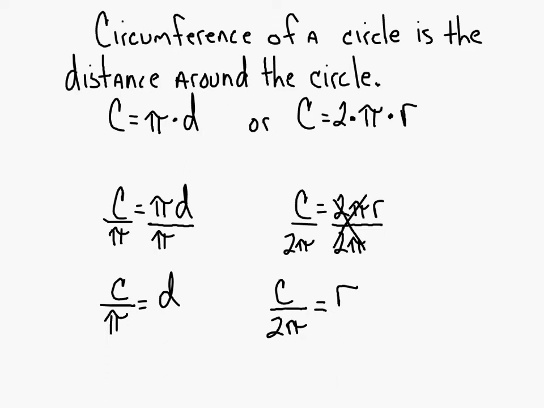So I think there's some problems in your assignment today where you're given the circumference of a circle and asked to find the radius. Given the circumference, asked to find the radius, divide it by 2 pi. Okay?